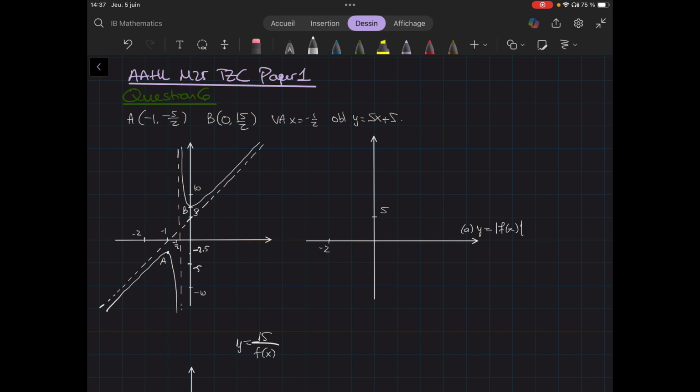Because we're taking the absolute value of the entire function, all the stuff that is below the x-axis will now be reflected over the x-axis, and all the stuff that is greater than 0 will remain as is. So the asymptotes, the vertical asymptote will remain as is. So let's do that first. This will stay at -1/2.